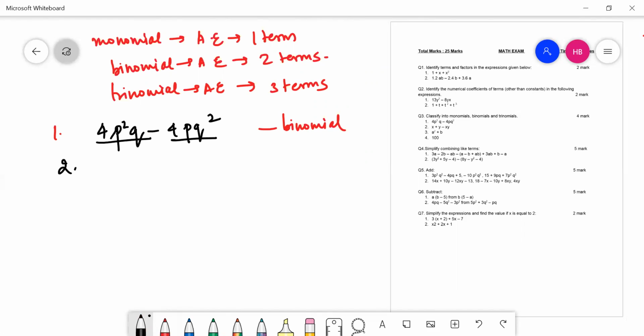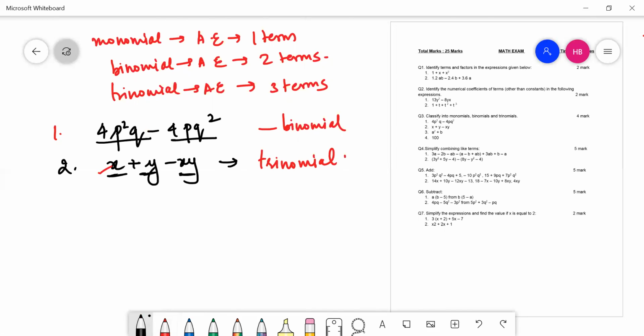Your second question is x plus y minus xy. How many terms are getting separated by plus and minus sign? There are three terms in this, and since there are three terms, it's a trinomial. It's a trinomial, and what are those three terms? x, y, and minus xy.